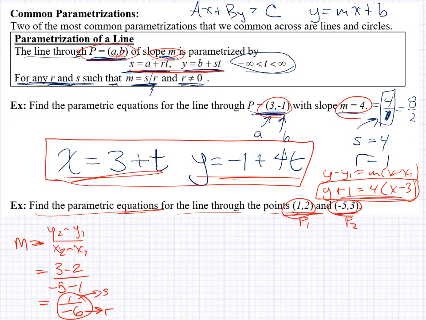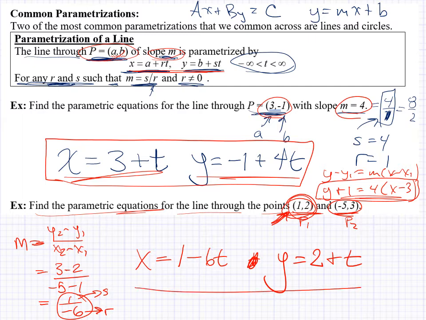It doesn't matter which one we choose. Our equation may look a little different if we choose one or the other, but still the same set of parametric equations for the same line. So let's just choose this first point. So x equals 1 minus 6t, and y equals 2 plus 1t. And there's your set of parametric equations that would describe the line that goes through these 2 points.